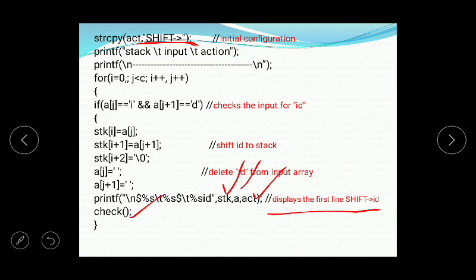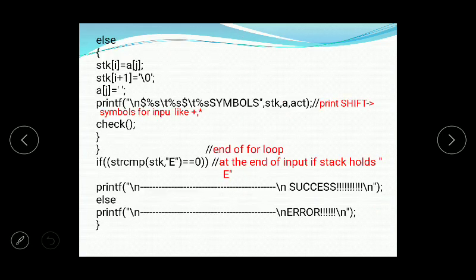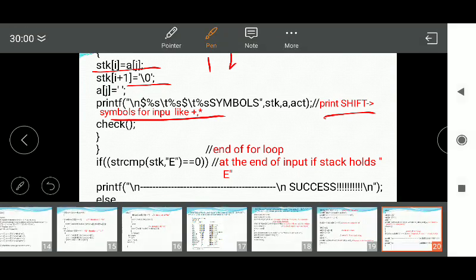Then call the check function. The check function decides whether to shift or reduce with the contents of the stack. What action is to be taken next? For that purpose, call the check function. Let me continue this main function first. Else, if it is not the case, meaning some other symbols, they are directly pushed onto the stack. If the first symbol is id, then it has to be shifted onto the stack. Otherwise, if it is not id, directly push it onto the stack. A of j is copied onto the stack, and the next position is null, meaning we are shifting symbols like plus and star. Got it now? In the input, we have id plus id star id.